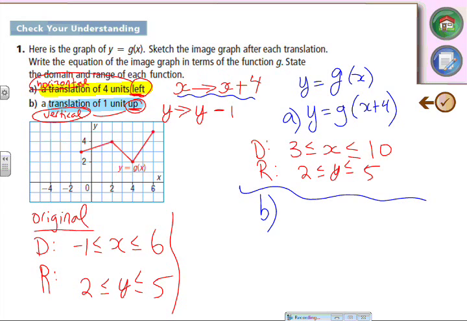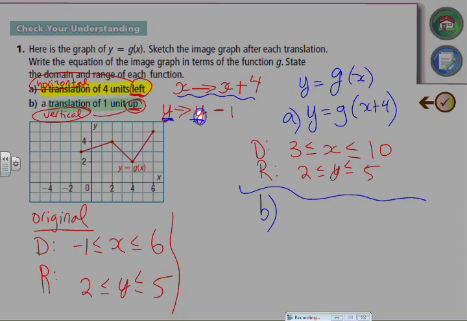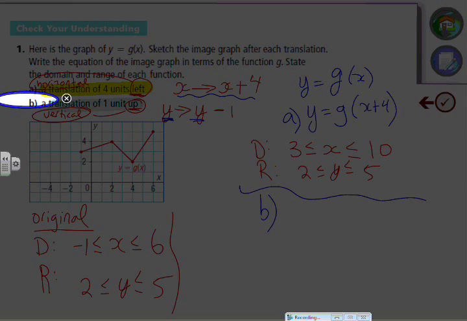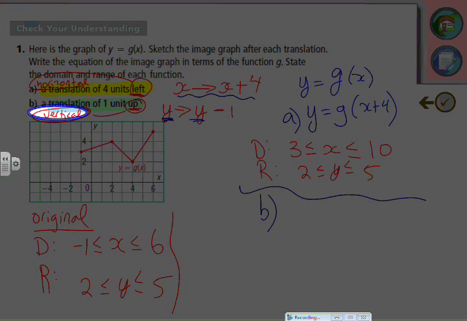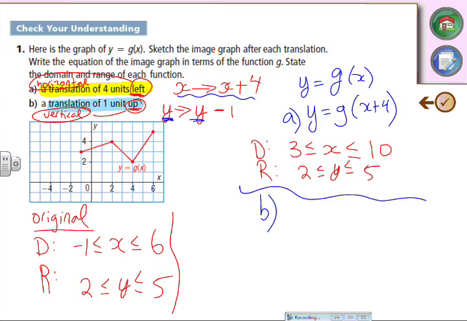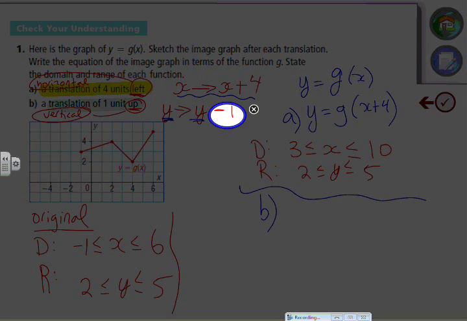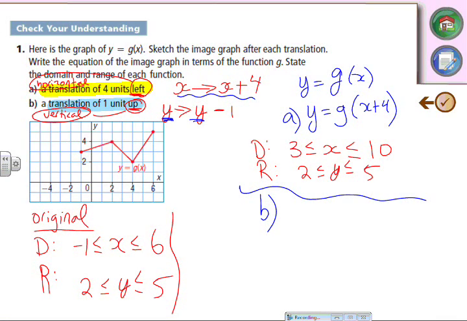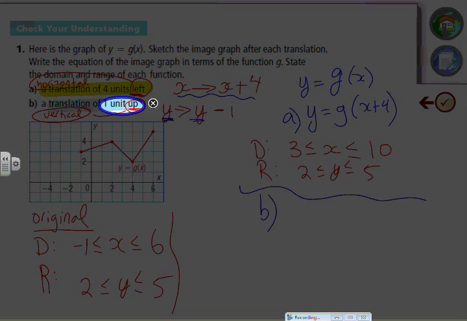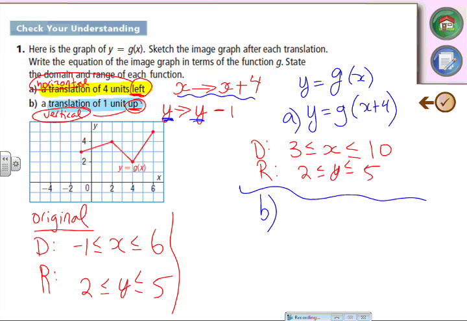Vertical is y. Translation means I'm going to be adding or subtracting. So y goes with vertical. The y goes with vertical. The minus right there because I'm going up. So taking our equation, we started with y equals g of x. Anywhere you see a y, put a y minus 1. Y minus 1 equals g of x.